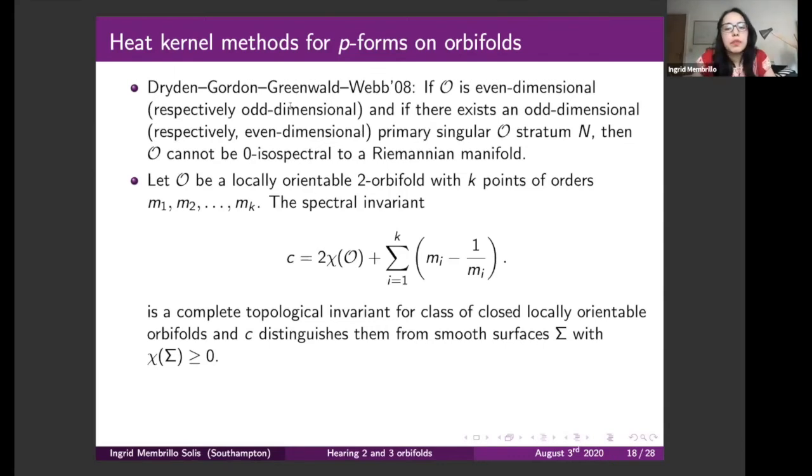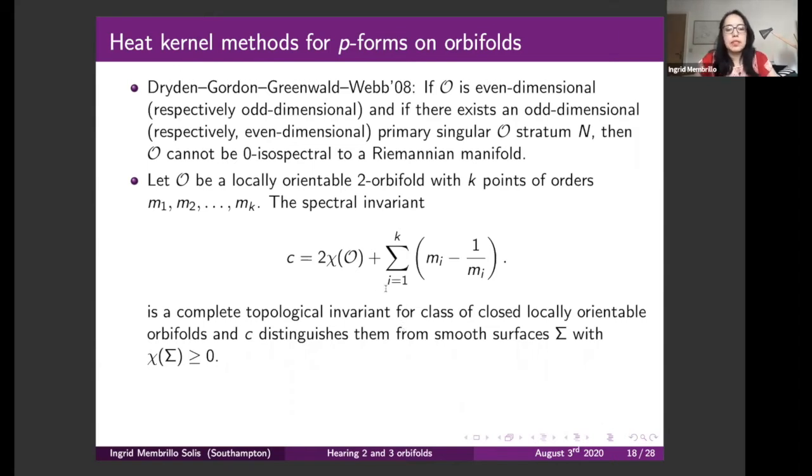Also they proved the following. As I said, this theorem says that if we have inverse parity of the stratum with respect to the dimension of the orbifold, then we can hear it. But what happens, for instance, when we have a stratum of the same parity as the dimension of the orbifold? This is the case, for instance, of two orbifolds with k points of different orders, because k points basically are zero-dimensional singularities, right? However, with the heat invariants, they were able to give some results.